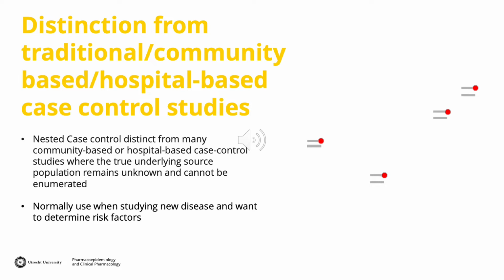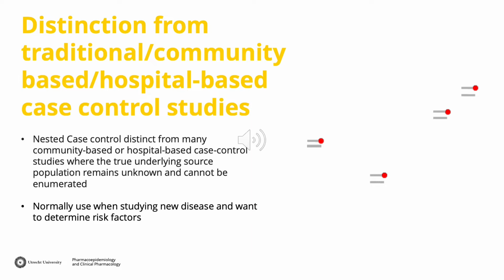All we have information on is whether or not a person has an event of interest, and then we have to find another control to match that individual with, and then we go back in time in order to determine the case and the control's exposure status. So typically we use this type of study design when we want to study a new disease and want to determine new risk factors.